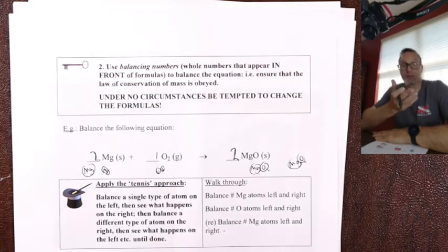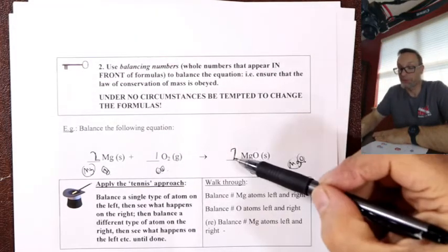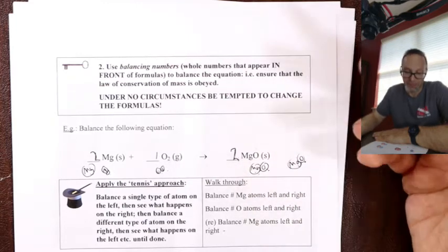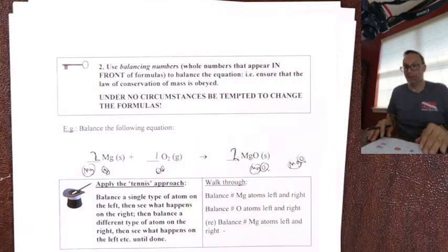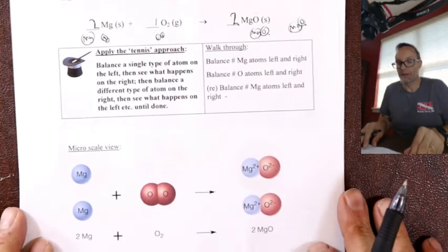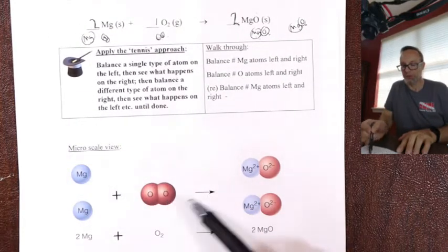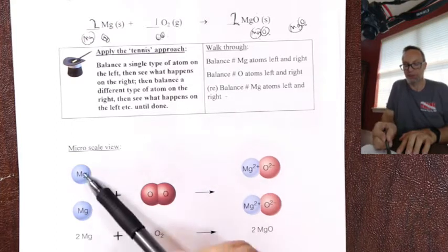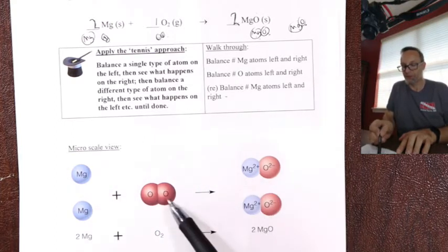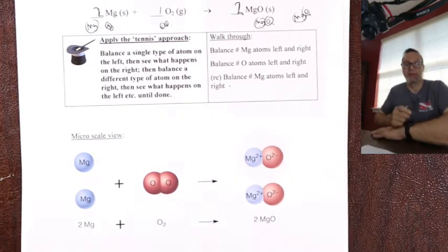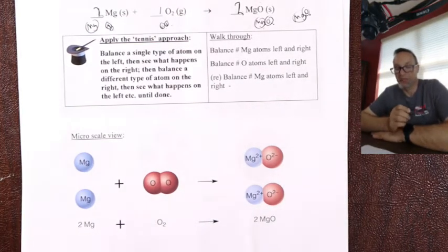So you don't change the formula. Once they're down, you can't change them. You can put numbers in front now. I can have 2 vehicles, not 1 vehicle. We're good. Okay, so call that the tennis approach. 2 magnesiums, 1 oxygen molecule, 2 magnesium oxides, 2 Mgs, 2 Os. For the earlier ones, it's nice to draw pictures. I really recommend that. It helps you visualize the same number and type of atoms.